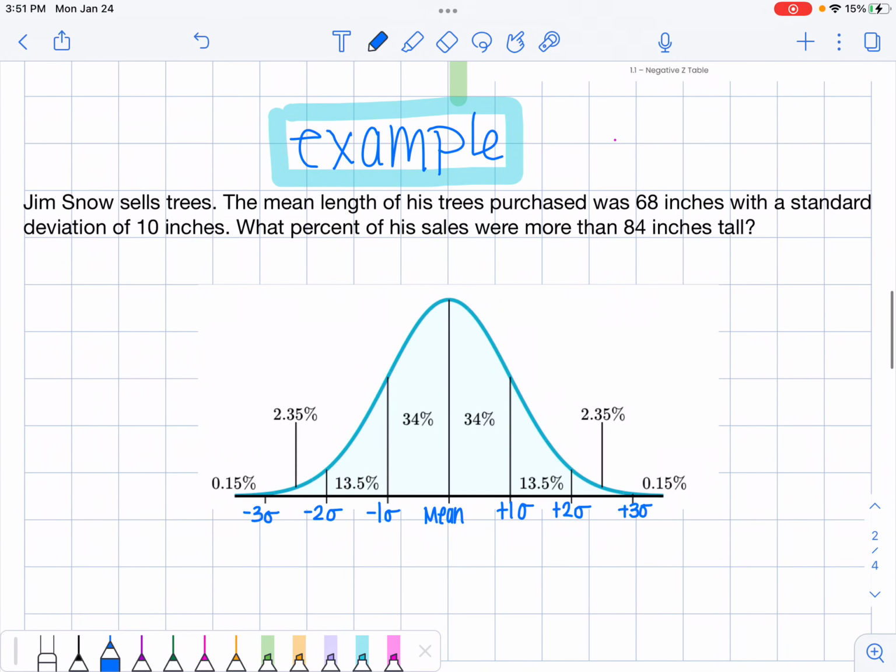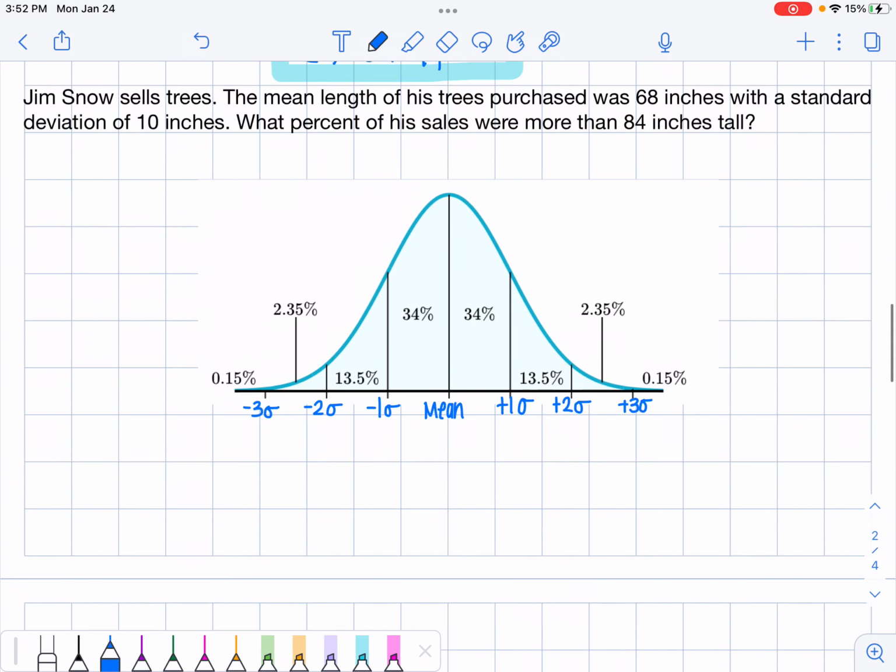So we're going to go back to our same Jim Snow who sells trees. It says the mean length of his trees purchased was 68 inches with a standard deviation of 10. What percent of his sales were more than 84 inches tall? Here's what I have to look at. The first thing I'm going to do is say that my mean is equal to 68 inches and my standard deviation is 10.